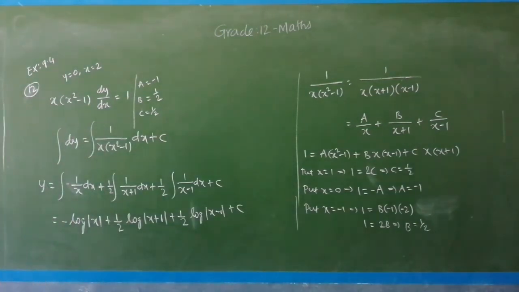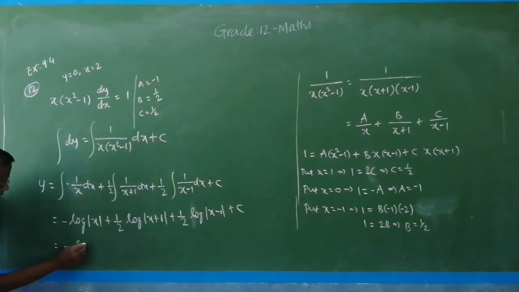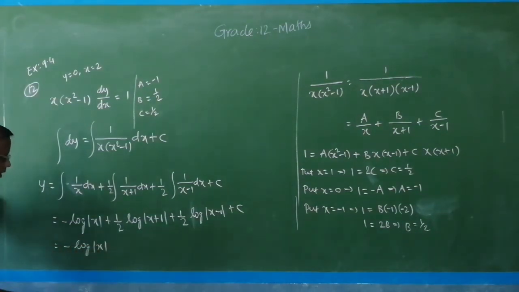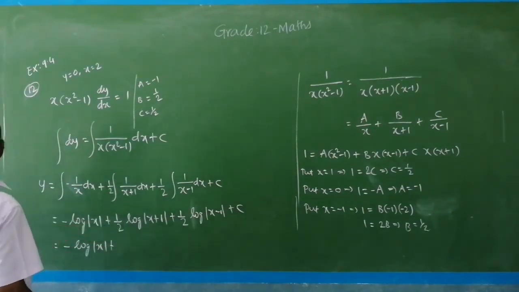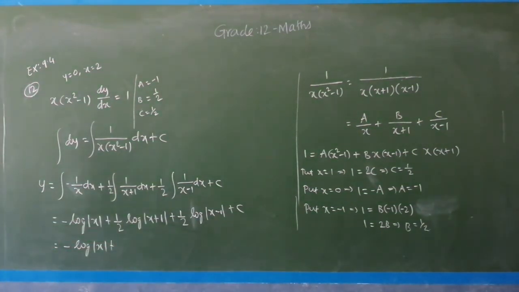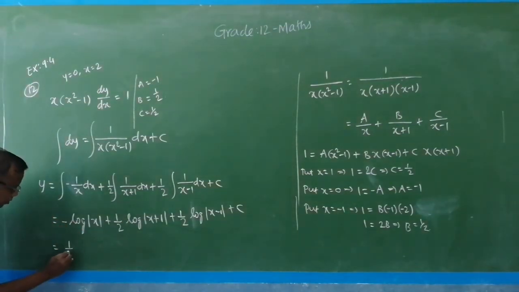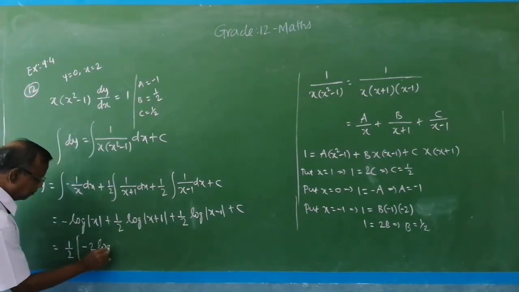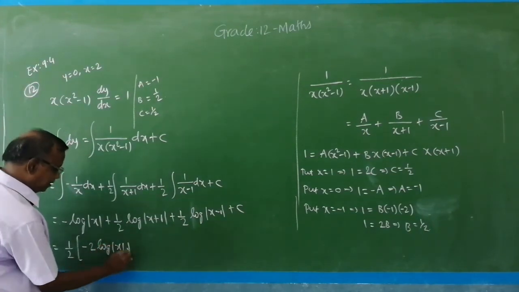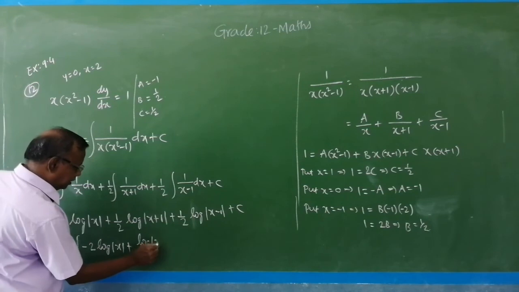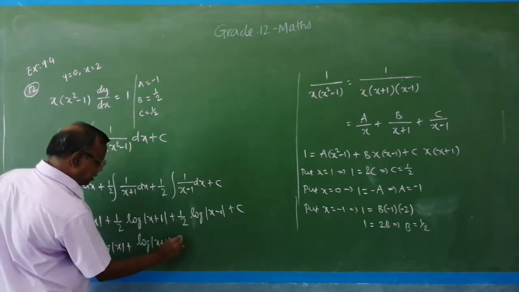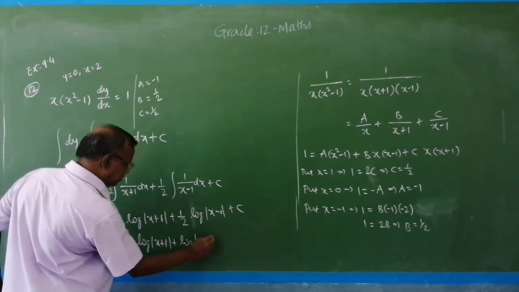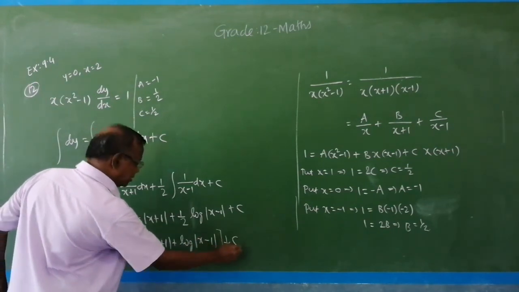Now this is equal to minus log of modulus of x and plus, take 1 by 2 as common. So we can take 1 by 2 as common, which means minus 2 log of modulus of x plus log of modulus of x plus 1 plus log of modulus of x minus 1 and plus c.